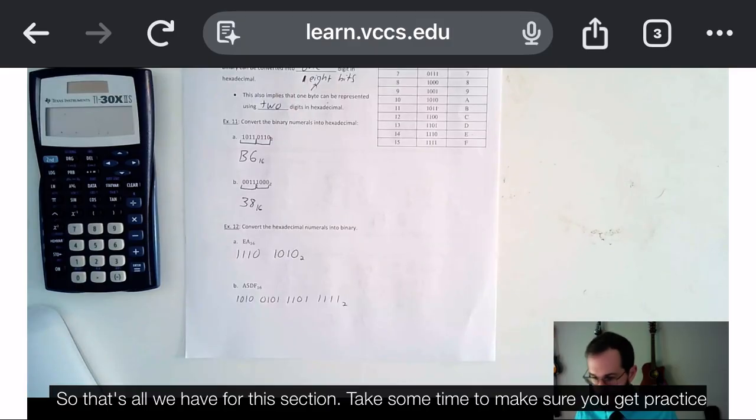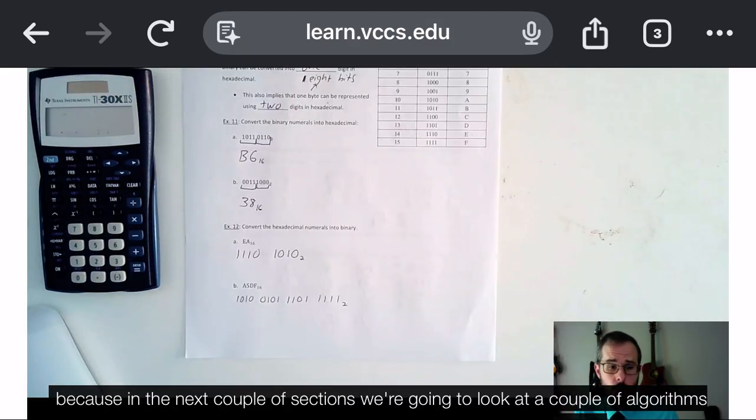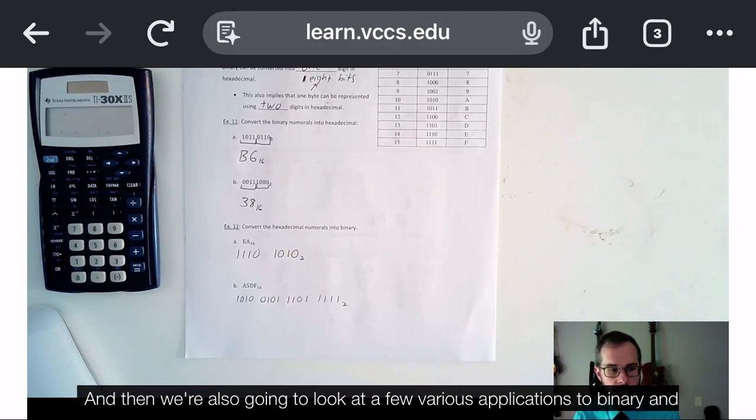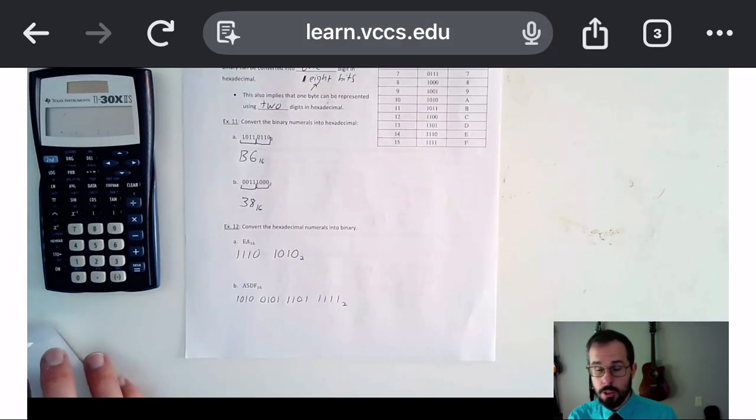Take some time to make sure you get practice with doing these various conversions, because in the next couple of sections, we're going to look at a couple of algorithms in binary and hexadecimal, namely addition and subtraction, and then we're also going to look at a few various applications of binary and hexadecimal. So see you soon.